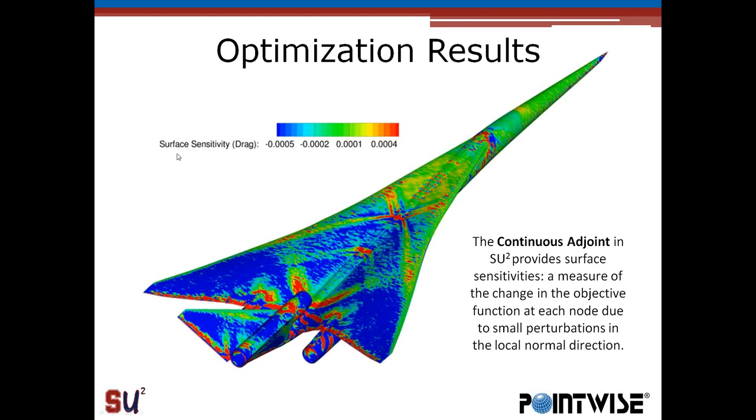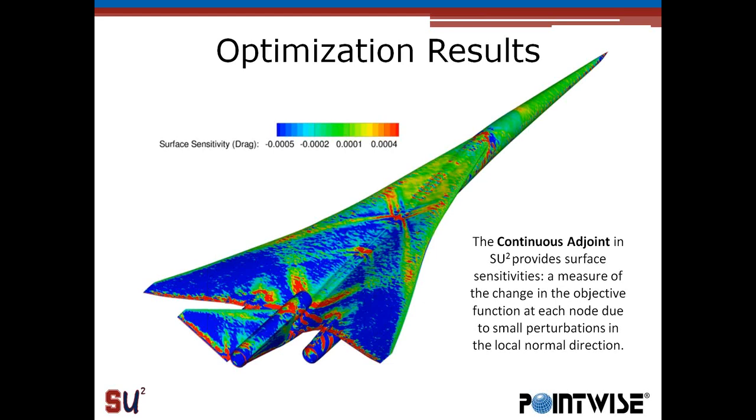So in this case, for a particular objective, here we're showing drag, we're plotting the surface sensitivity on the surface of the body with respect to small perturbations. This sensitivity map is saying if you were to take one of these surface nodes and perturb it just a little bit in the local normal direction, what is the effect on the objective? What is the effect on the drag in this case?